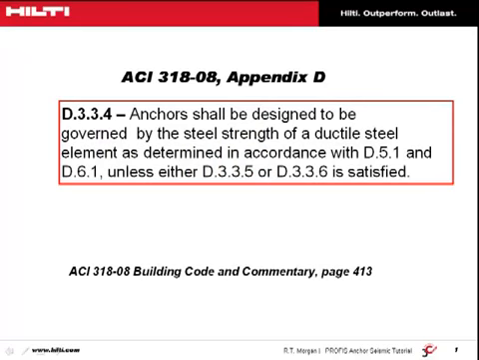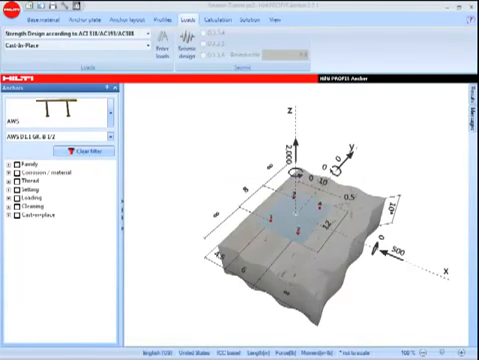Selection of D.3.3.4 as a seismic option requires the connection design to be governed by the steel strength of a ductile steel element, in accordance with the provisions of D.5.1 for tension and D.6.1 for shear. ACI 318-08 Part D.1 defines a ductile anchor element as one which has a tensile elongation of at least 14% and a reduction in cross-sectional area of at least 30%.